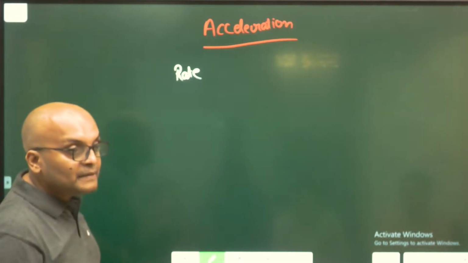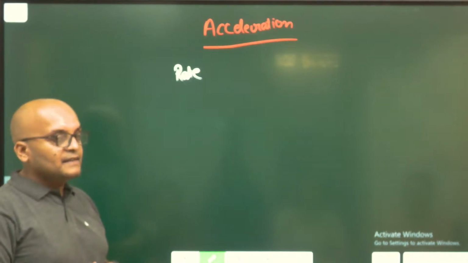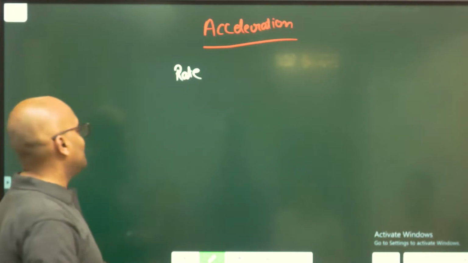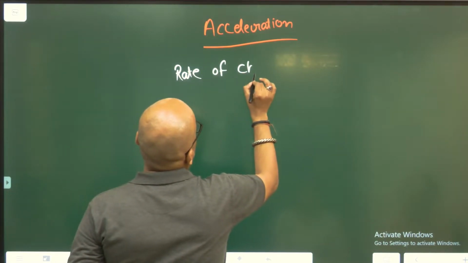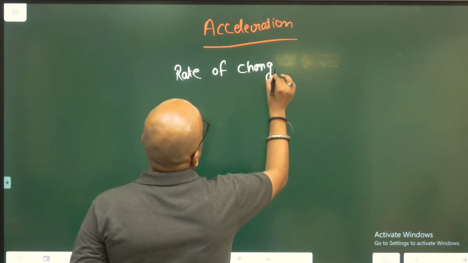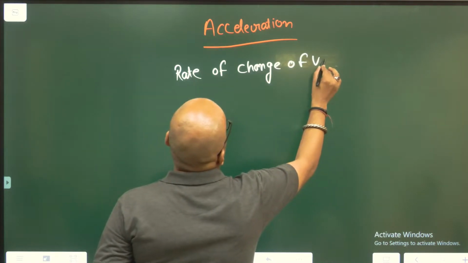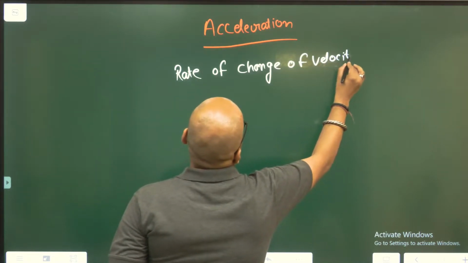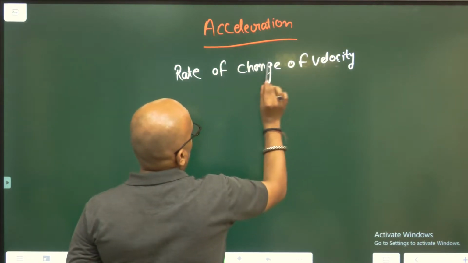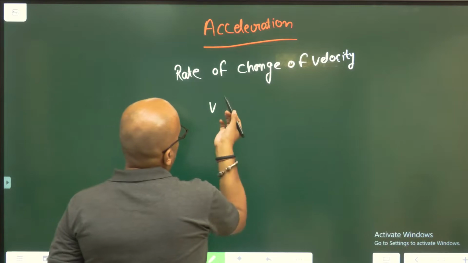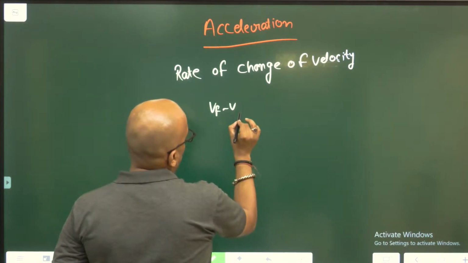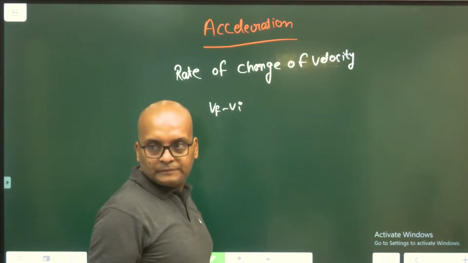Okay. And what is the meaning of change in physics? Final minus initial. So, rate of change of velocity. That means final velocity minus initial velocity, because change is there. So, let me call it Vf minus Vi. Yes or no? Yes, sir.